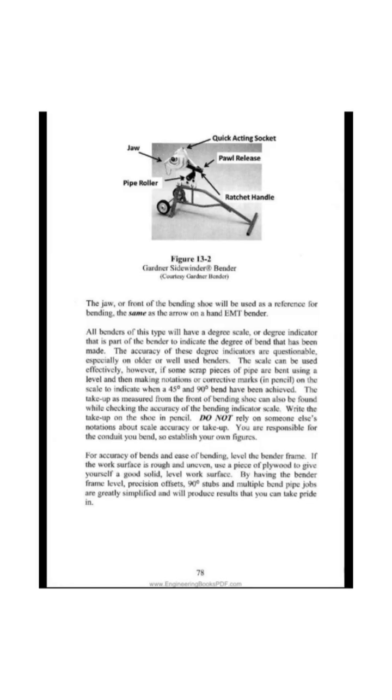All benders of this type will have a degree scale, or degree indicator, that is part of the bender to indicate the degree of bend that has been made. The accuracy of these degree indicators is questionable, especially on older or well-used benders. The scale can be used effectively, however, if some scrap pieces of pipe are bent using a level and then making notations or corrective marks, in pencil, on the scale to indicate when 45 degree and 90 degree bends have been achieved. The take-up as measured from the front of the bending shoe can also be found while checking the accuracy of the bending indicator scale.